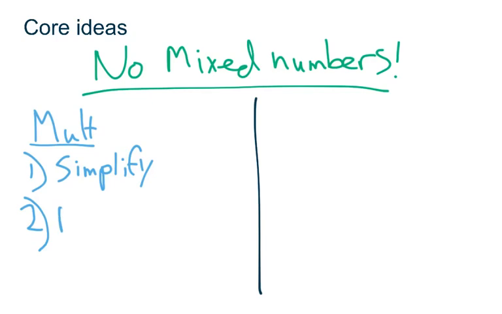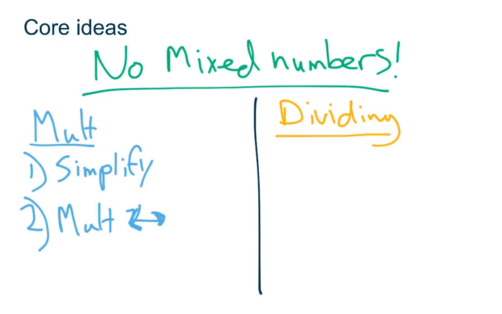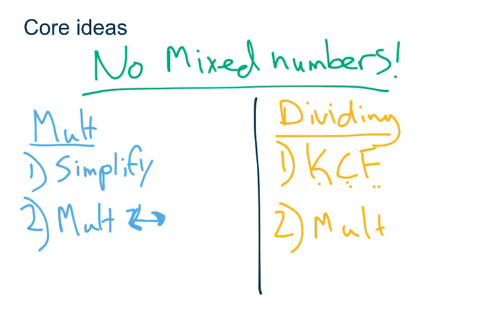Second, it's all about multiplying horizontally. You'll work left to right, and you'll stay in the numerators or in the denominators. Now, as for dividing fractions, the first thing we have to do is sort of an off-brand version of Kentucky Fried Chicken. Instead of KFC, it's KCF. Keep, change, flip. That's what that stands for. I'll show you what that looks like later. And then after that, you go back to multiplying fractions. And so those are our core ideas.